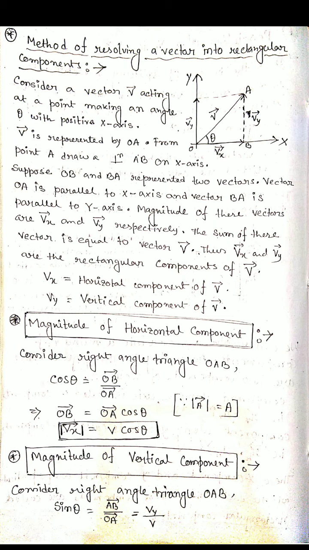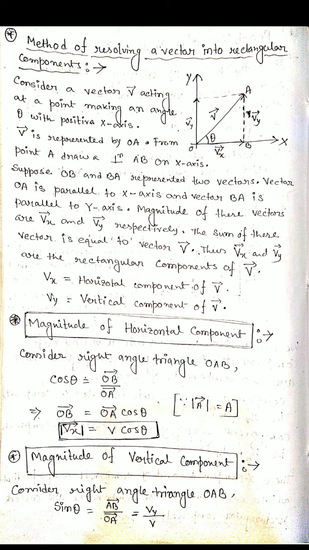If OB equals Vx, then the upper line YA is also Vx. So we can say that the vector V is resolved along two axes, along two components. One is the Vx vector, another is the Vy vector. The combined effect of Vx and Vy gives the same magnitude of that vector V.